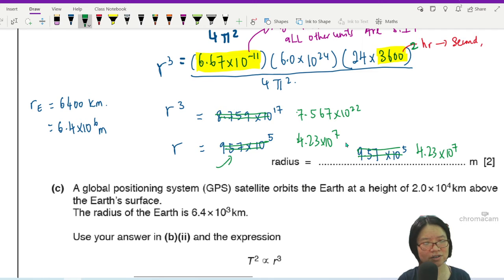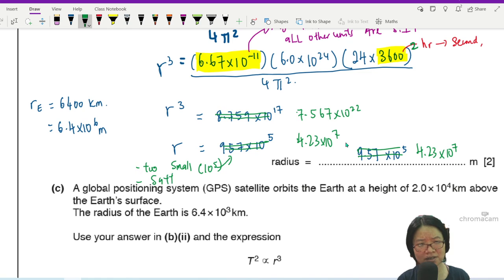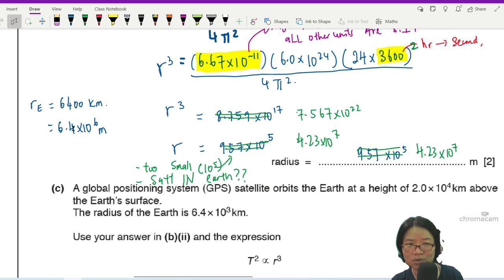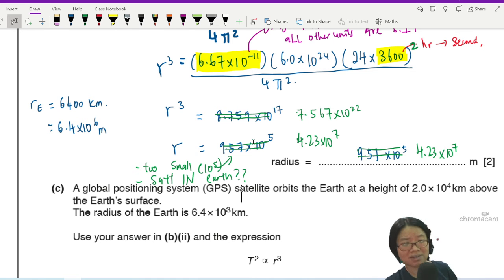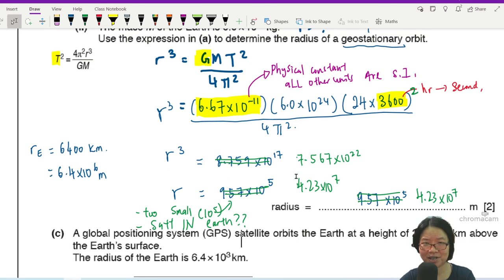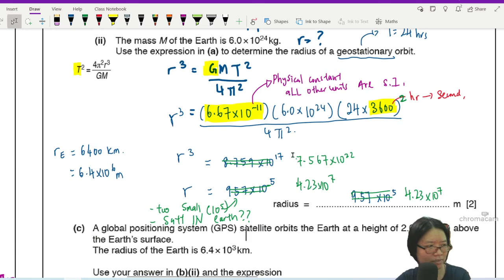You know why not? Because this one is so small. So your satellite at 10 to the power of 5 is too small. Okay? What does this mean? Satellite in Earth, because the Earth radius is already 10 to the power of 6. So 10 to the power of 5 is actually on the surface of Earth. It's very weird. Inside, you dig a hole. Cannot. Okay, that is not called a satellite, that's called an underground rover.